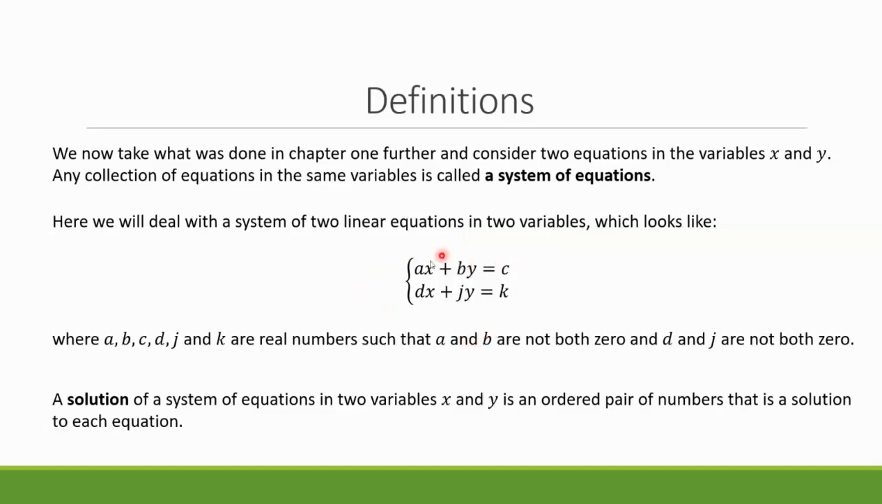Okay. And here, the a, b, c, d, j, k are constants with the conditions that a and b are not both 0 and d and j are not both 0. If they were both 0 in either case, you really would just have one equation and 2 unknowns. And we'd be back in chapter 1. Okay. That's what a system of two linear equations in two variables looks like.